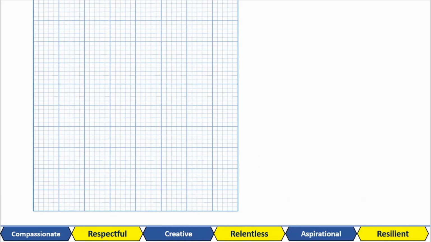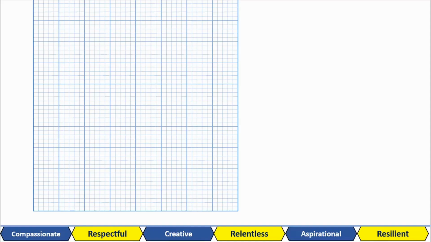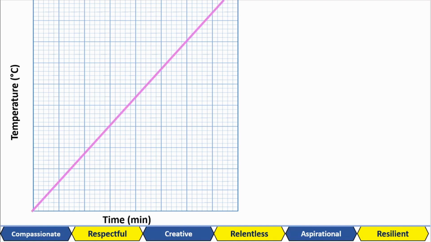The last thing we have to look at is the heat curve of a substance. It really isn't that deep, to be honest. It's just a graph that shows the temperature of a substance as we heat it over a period of time. Here is the line that we should expect. We expect that the longer we heat it, the higher the temperature gets.